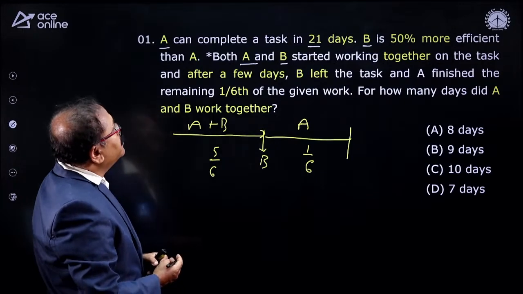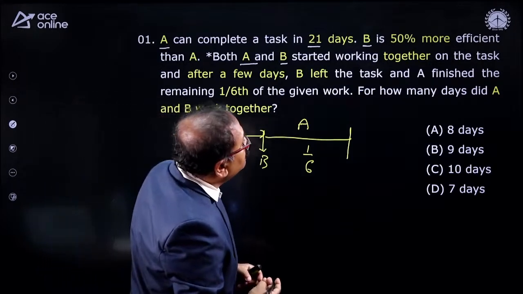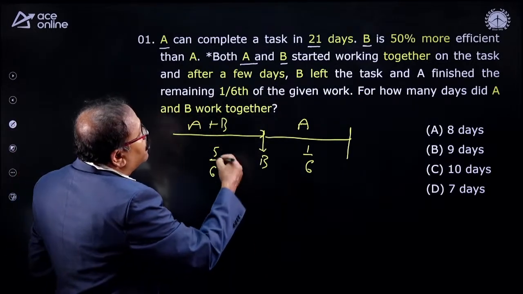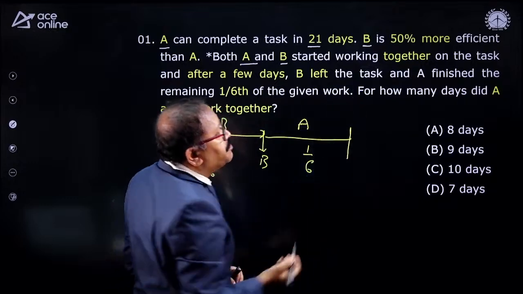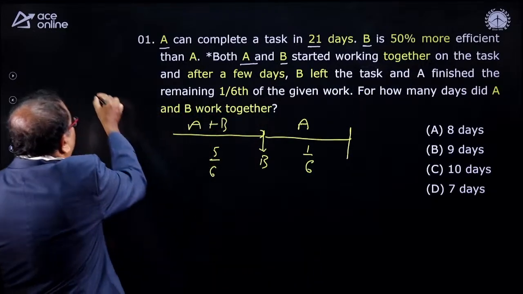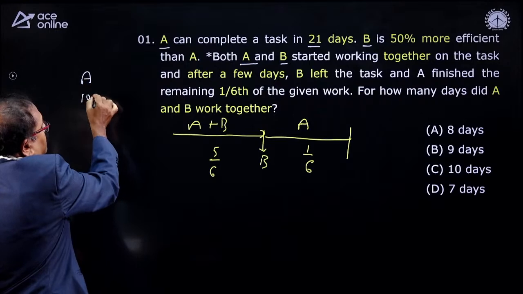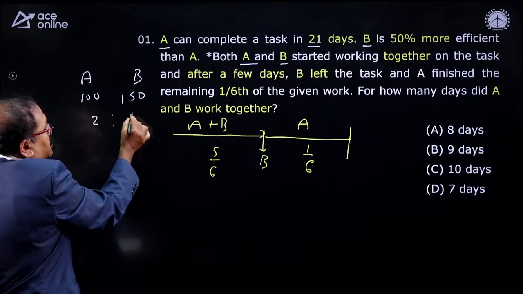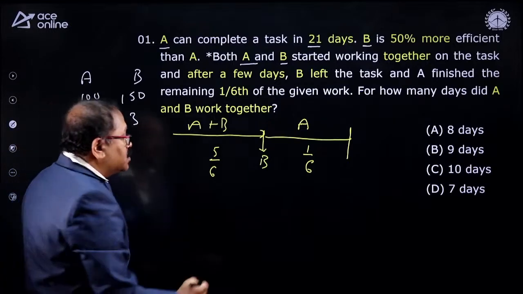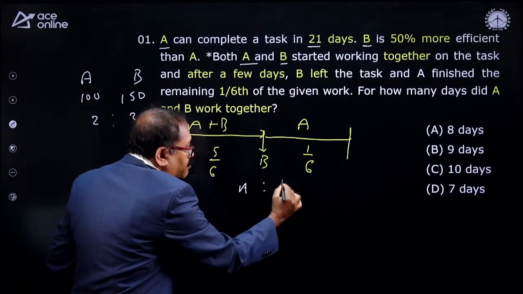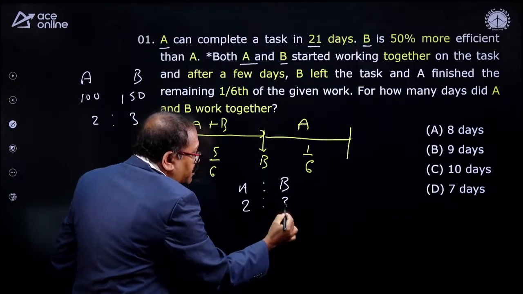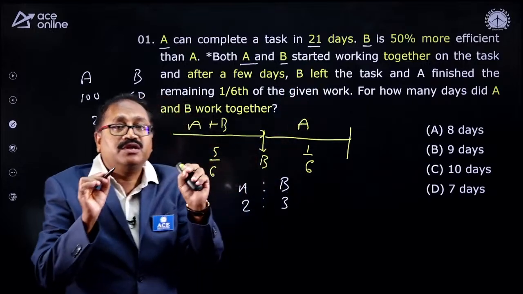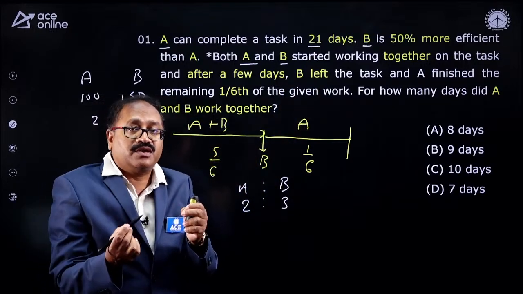So for that, I will find out the efficiency ratio. Now it is said that B is 50% more efficient than A. That means if A is 100, then B will be 150. So 2:3 is the efficiency ratio of A and B. And I know that A can complete the work in 21 days.